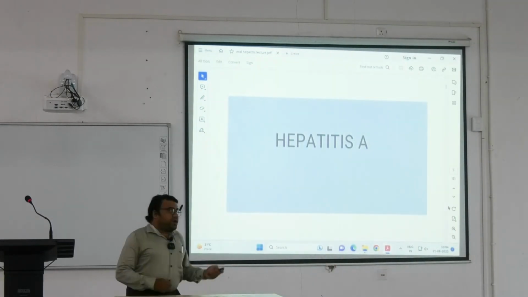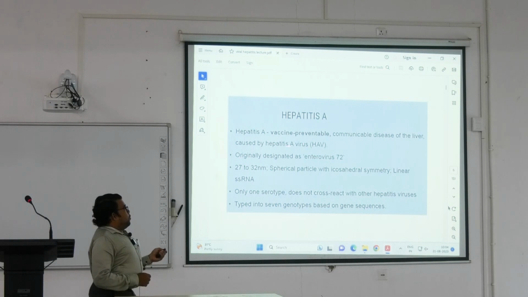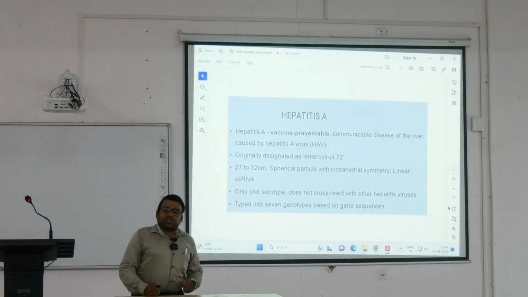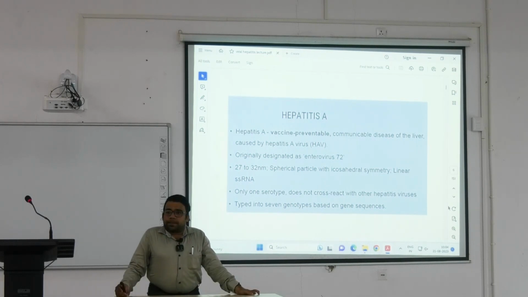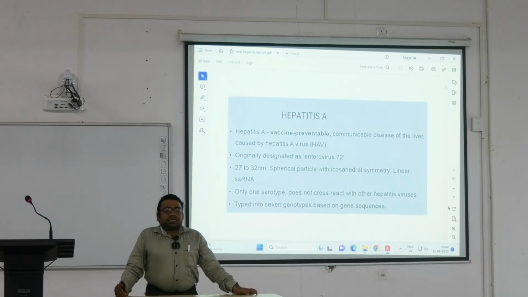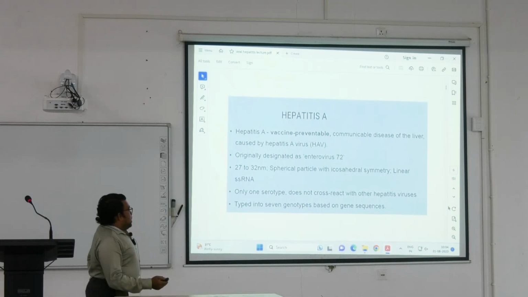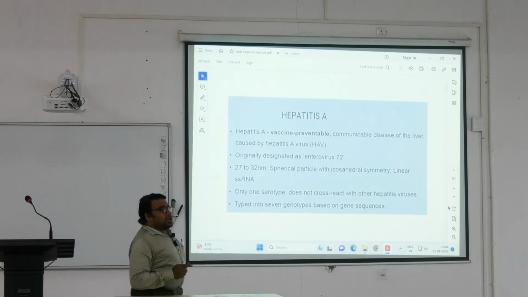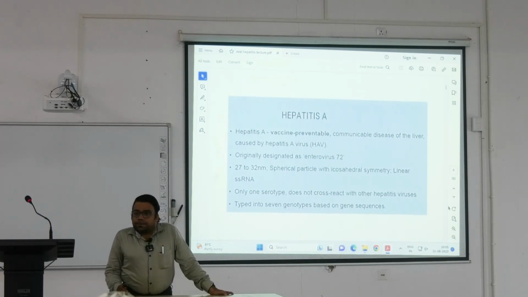Now, what is hepatitis A virus? Hepatitis A virus was previously classified as enterovirus, but then reclassified as hepatitis A. Why enterovirus? As the name suggests, that means this virus's transmission is through the enteral route, that is the fecal-oral route. Okay. Then this virus is of size 27 to 32 nm, with icosahedral symmetry. There is only one serotype of hepatitis A virus. That means all infections are caused by one serotype only.